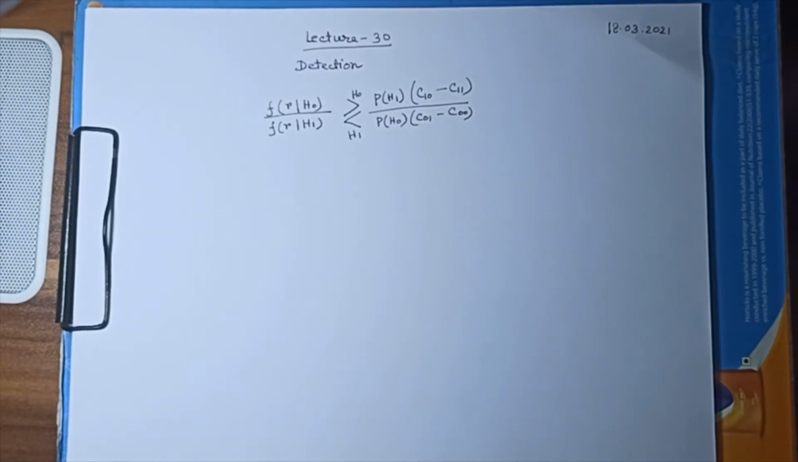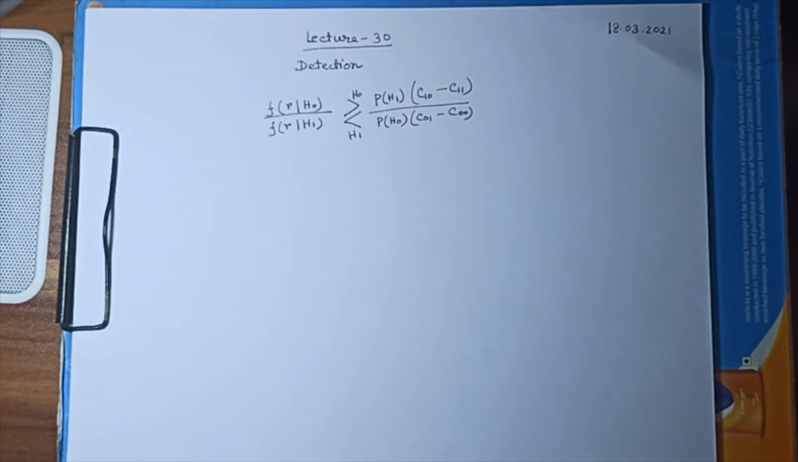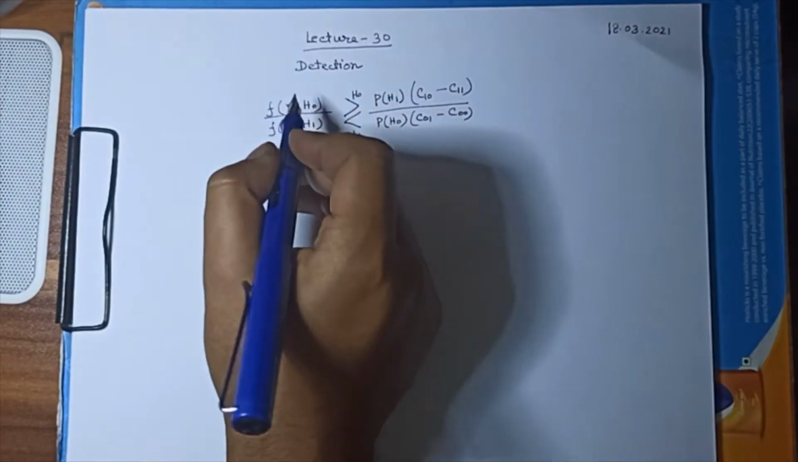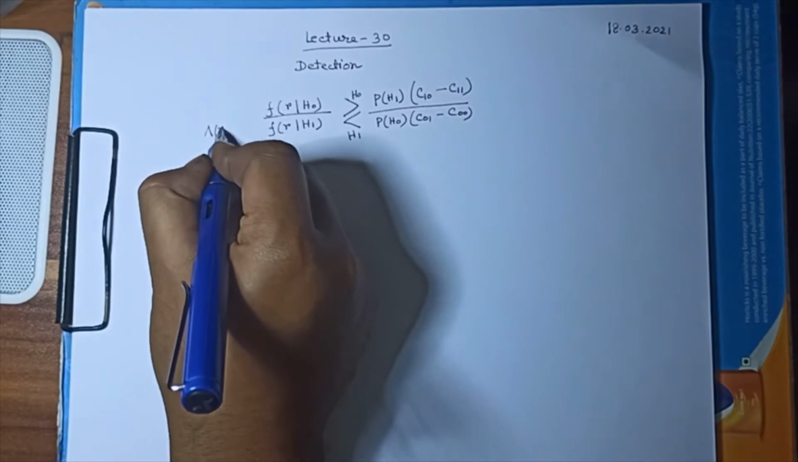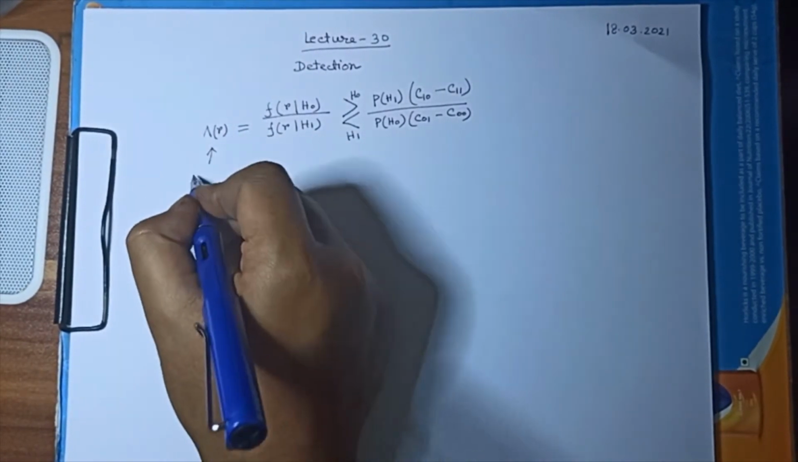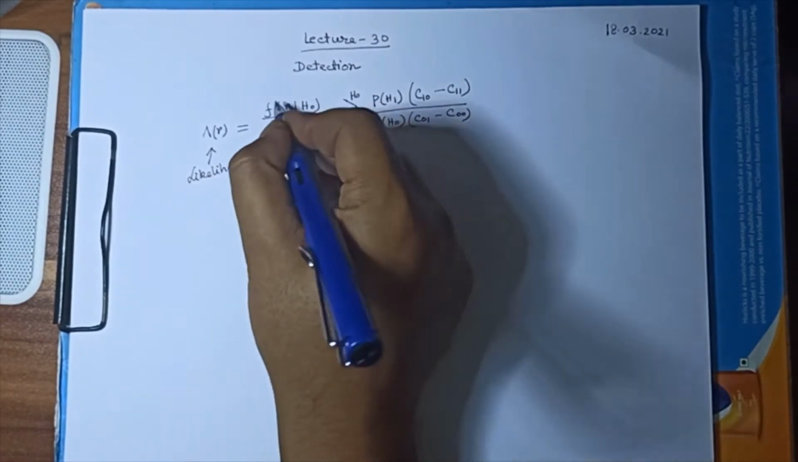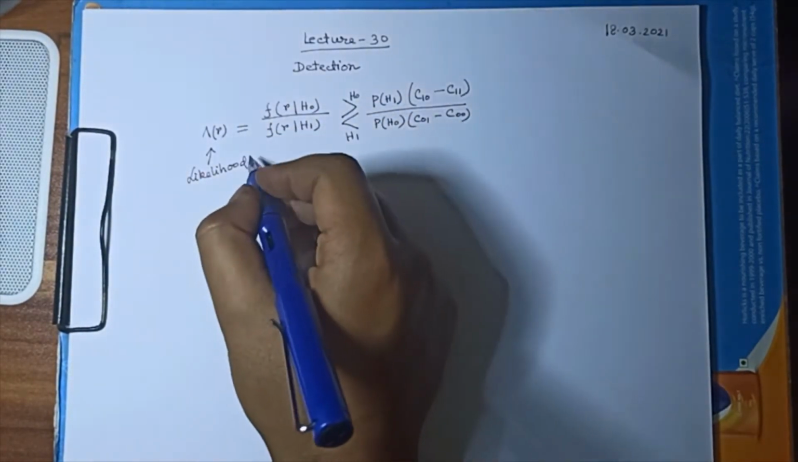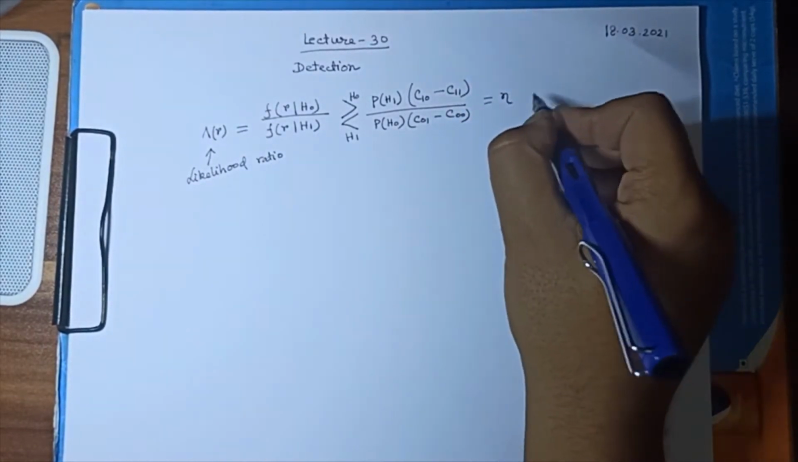Welcome to lecture 30. So I am starting with the last class's material. So that is the corresponding rule of hypothesis testing. So this particular ratio is called the likelihood ratio, because these density functions are called the likelihood density functions, and this is called the threshold.